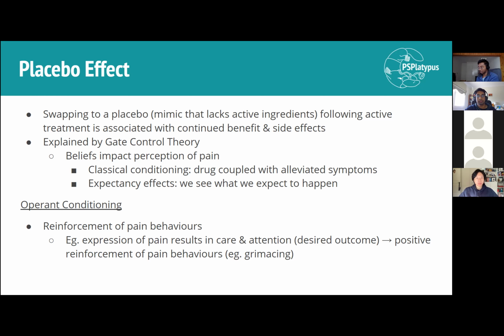And in the case of a placebo, we see two different effects. One of them is classical conditioning. So you just went through conditioning and stuff earlier. Classical conditioning is essentially when the drug becomes coupled with the alleviation of the symptoms. So taking something that mimics the drug still alleviates the symptoms. The other is the expectancy effects. So we see what we expect to happen. It's kind of like a confirmation bias due to a learned behavior. Those are the two key mechanisms through which placebo works.